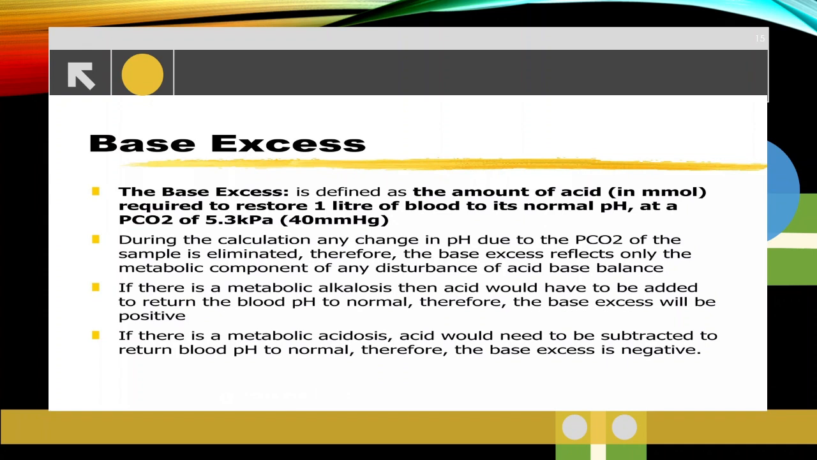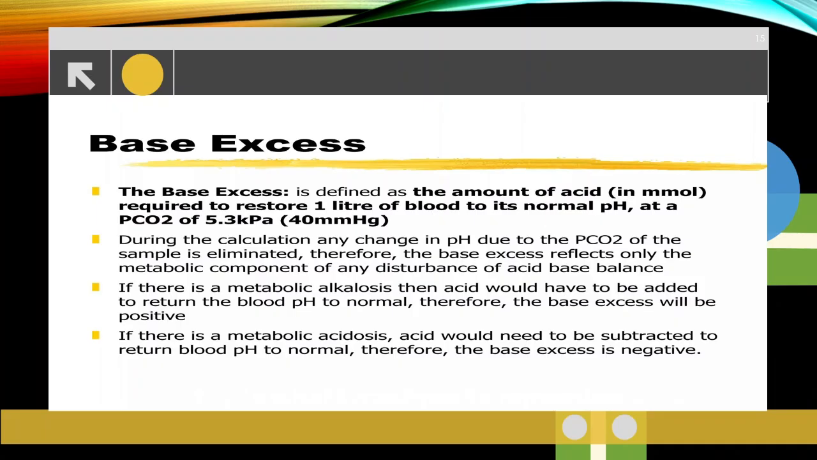Now, what do I mean? What I mean is very simple. When we're talking about base excess, it only reflects the metabolic component of an acid-base disturbance, and not the respiratory component. Remember, carbon dioxide is for the respiratory system. That's what I want you to remember with regards to the acid-base disturbance.